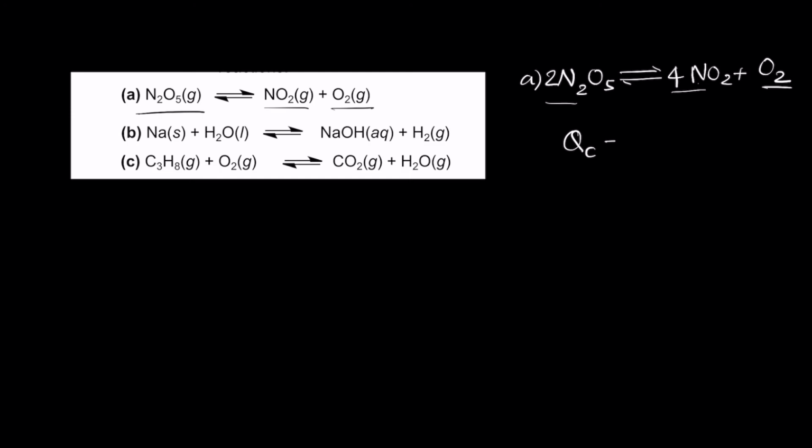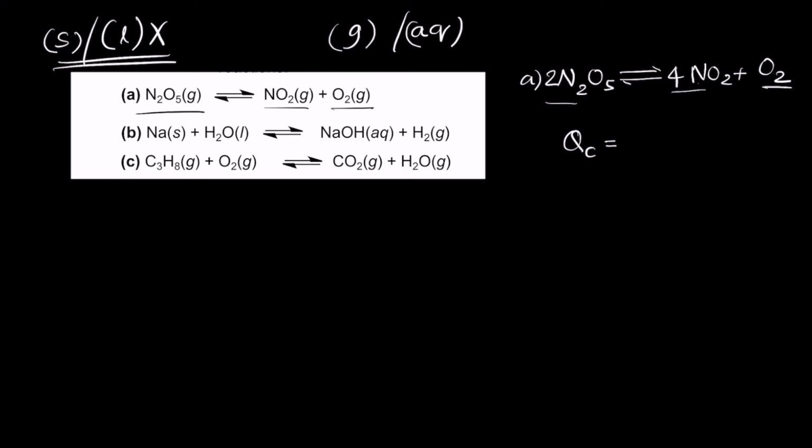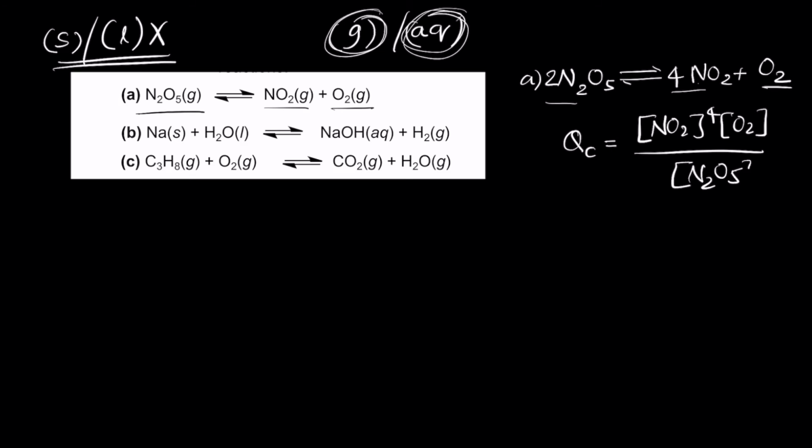Now try to write the QC value. Remember that when writing QC, we only write the ones that are in the form either of a gas or aqueous. We do not write the quantities that are either a solid or a liquid. So we do not write these in the reaction quotient formula, because those quantities do not undergo any change in the concentration. The only things that undergo change in the concentration are the ones that are either gaseous or aqueous, which means that they are either a gas or a solution. So only those are the ones that undergo any change. Now let's write QC here. Again, product concentration, which is NO2 to the power 4 times O2 over N2O5 square.